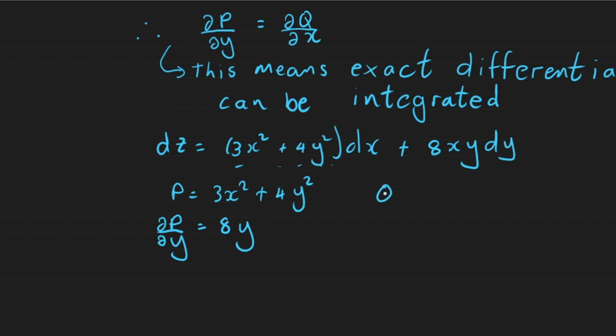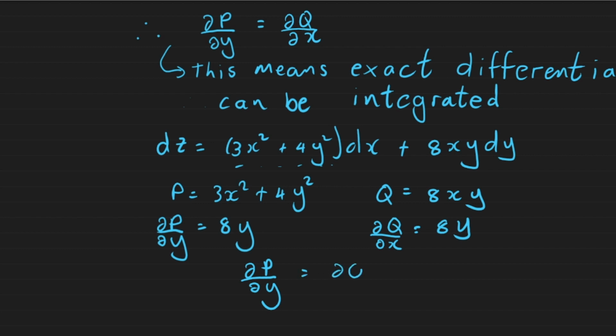Then we let q equal to 8xy, and then we find dq/dx. We treat y as a constant, so remember it won't change, and then what do we get? We get 8y. And what do we notice? We notice that dp/dy is actually equal to dq/dx. So this means that dz is an exact differential.